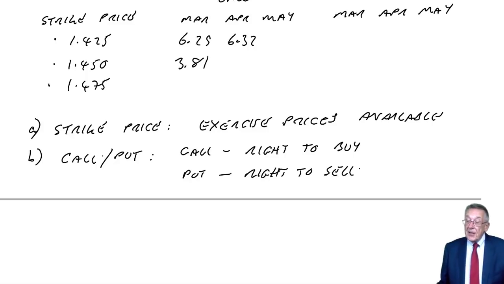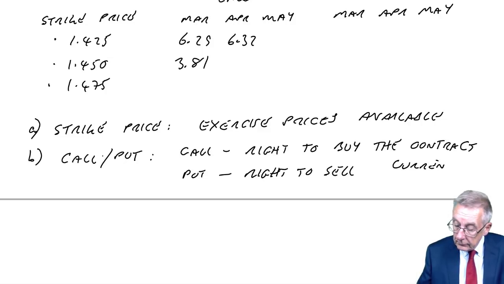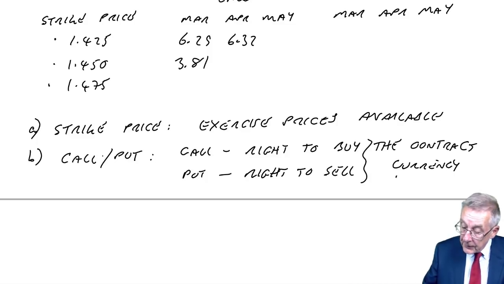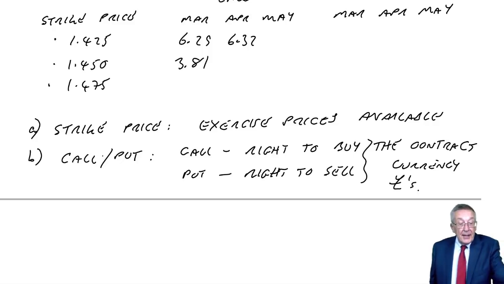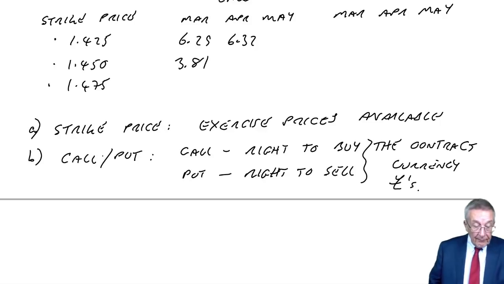Our calls and puts are the right to buy or sell the contract currency, which in this question is pounds. And so if we want the right to buy pounds, it's a call option. If we want the right to sell pounds, the contract currency, it's a put option.